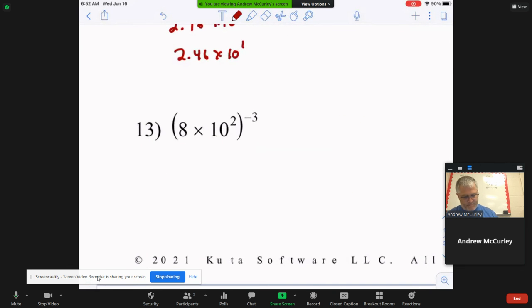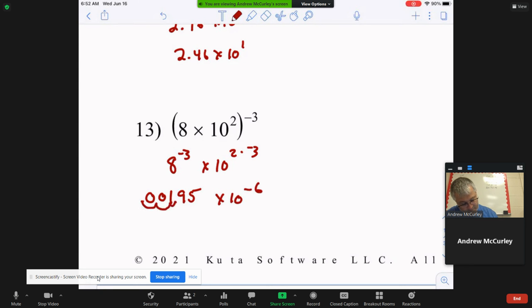What if it's a negative number? Well, same thing. 8 to the negative third times 10 to the negative 6 is what it's going to be. So 8 to the negative third, that's going to be 0.00195, let's say, times 10 to the negative 6th. I've got to move that 1, 2, 3. So I'm going to subtract 3. I get 1.95 times 10 to the negative 9th.